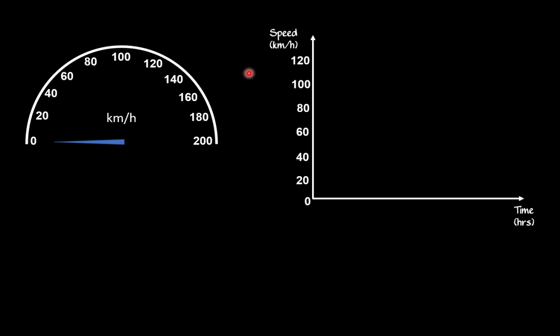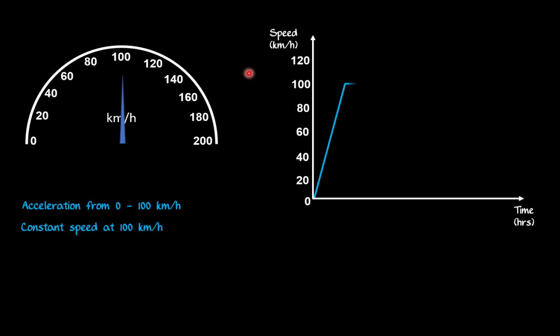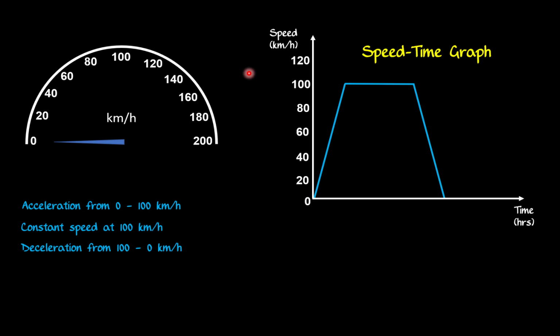Now let's see what happens. It takes off from 0 to 100 kilometers per hour, and then it gets to 100 kilometers per hour and it's constant. And then the speed decreases until it gets down to 0. This is the speed time graph. Okay, now the gradient of the line is the acceleration.